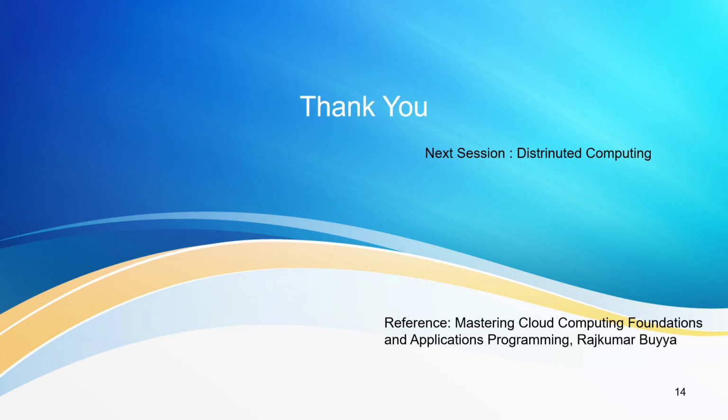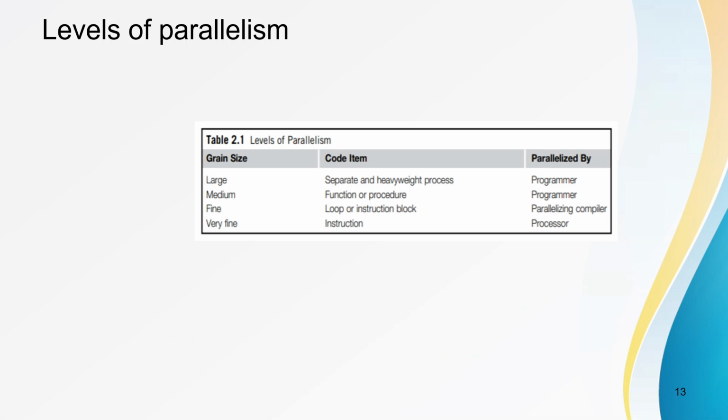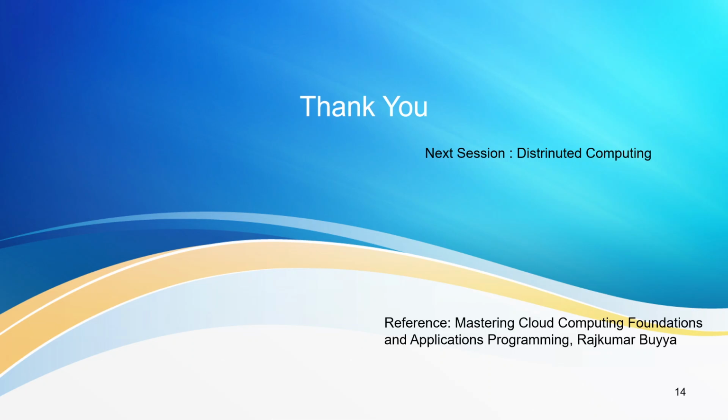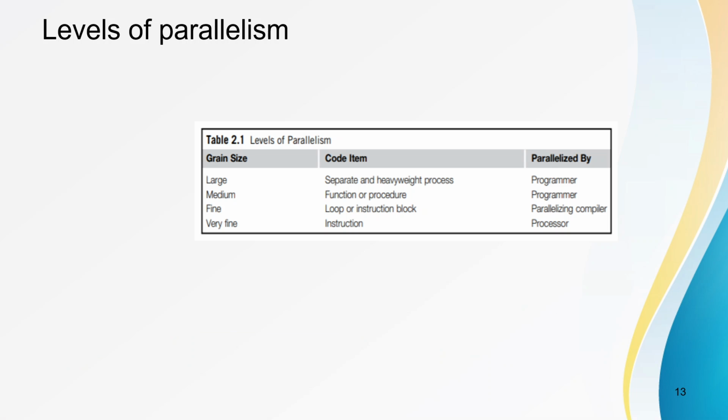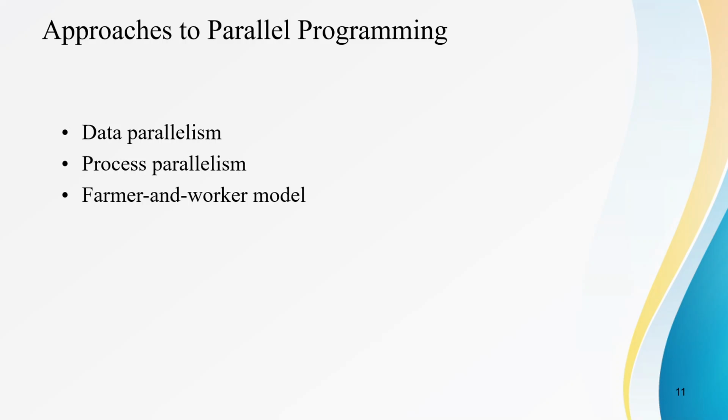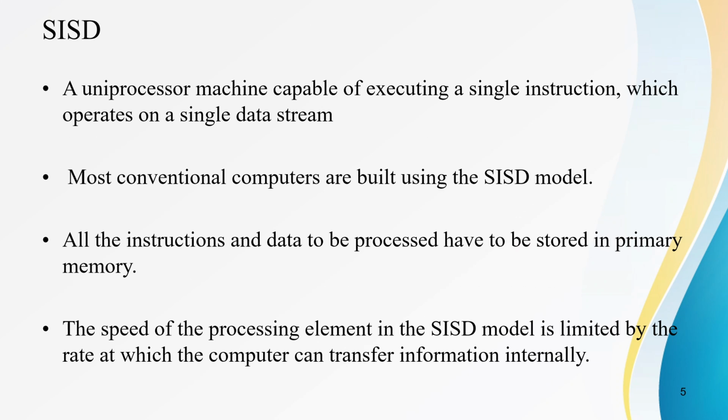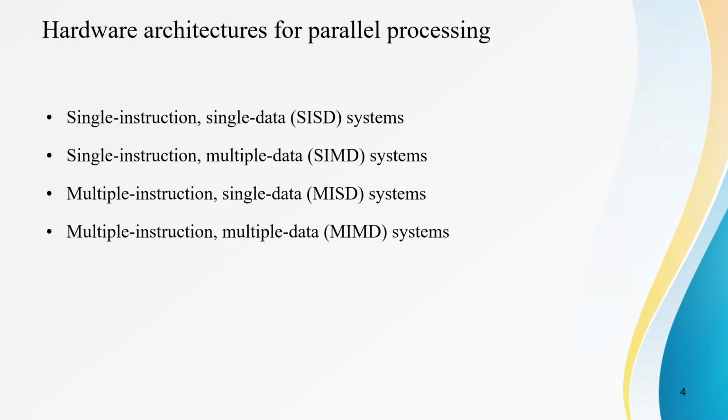So this was about parallel processing, and in the next session we are going to see distributed computing. Basically in parallel processing we need to see these basic approaches, what the different levels are, which are the different approaches, and which are the different types. And these are the very important topics, that is the hardware architecture for parallel processing.